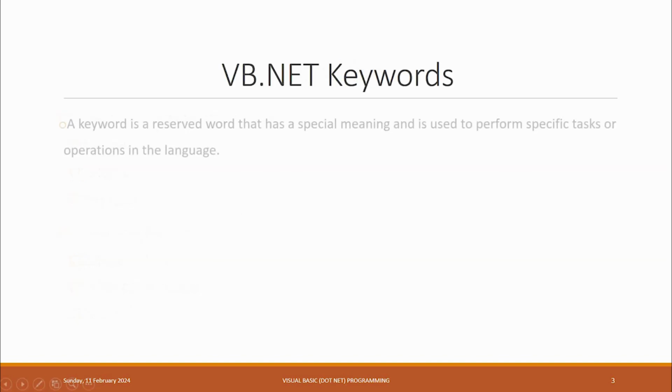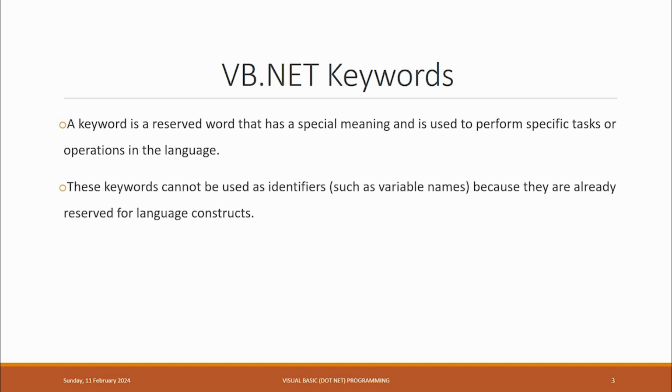All right, so the keywords. A keyword is a reserved word that has a special meaning and is used to perform specific tasks or operations in the language. These keywords cannot be used as identifiers such as variable names because they are already reserved language constructs.